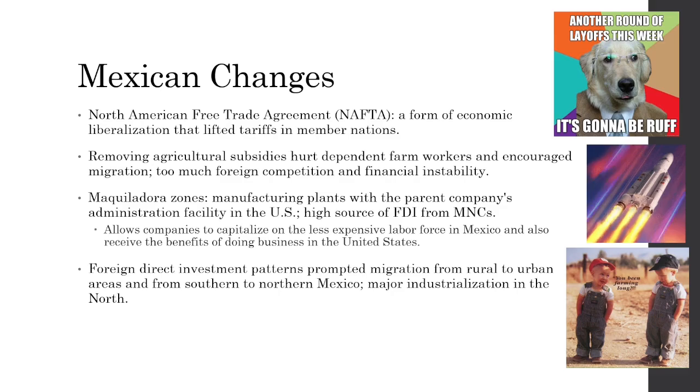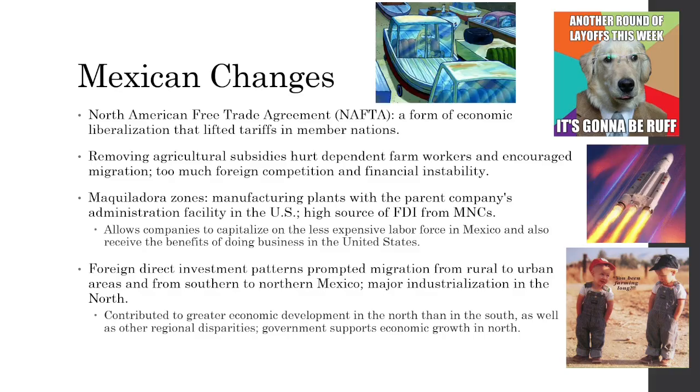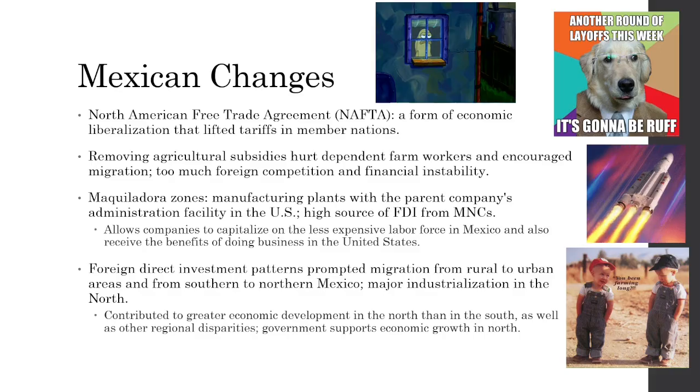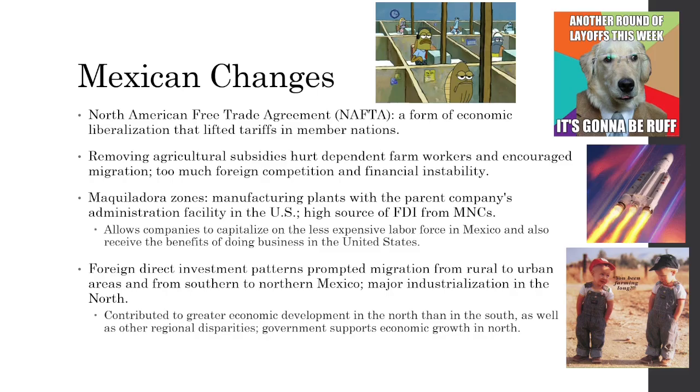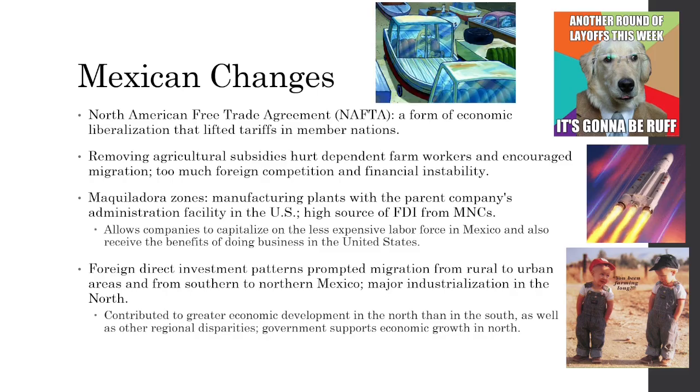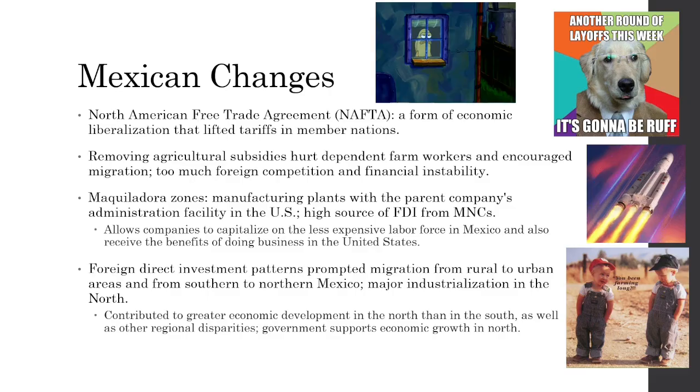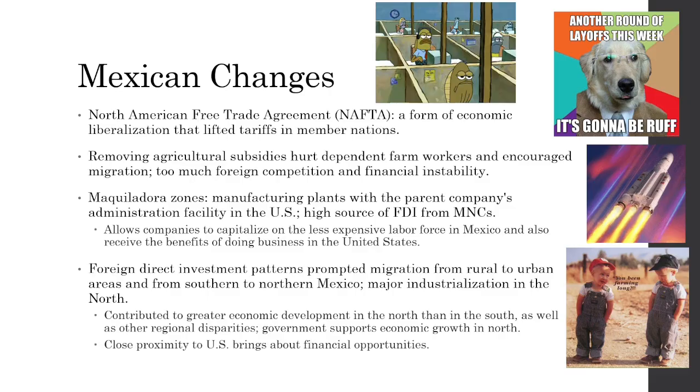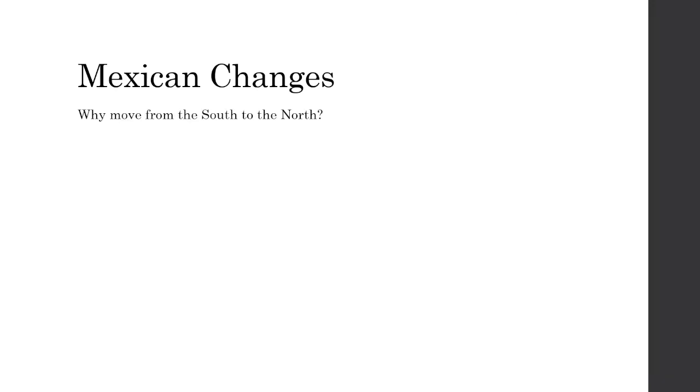Foreign direct investment patterns prompted migration from rural to urban areas, which is from the south to the north. In China it's west to the east, but in Mexico, it's south to the north where major industrialization occurs. It's contributed to economic disparities with more development in the north with a higher standard of living. The south is kind of lagging behind. The government will also support this growth in the north as well. That's very evident. It's also very close to the U.S., which brings about financial opportunities such as for trade or labor.